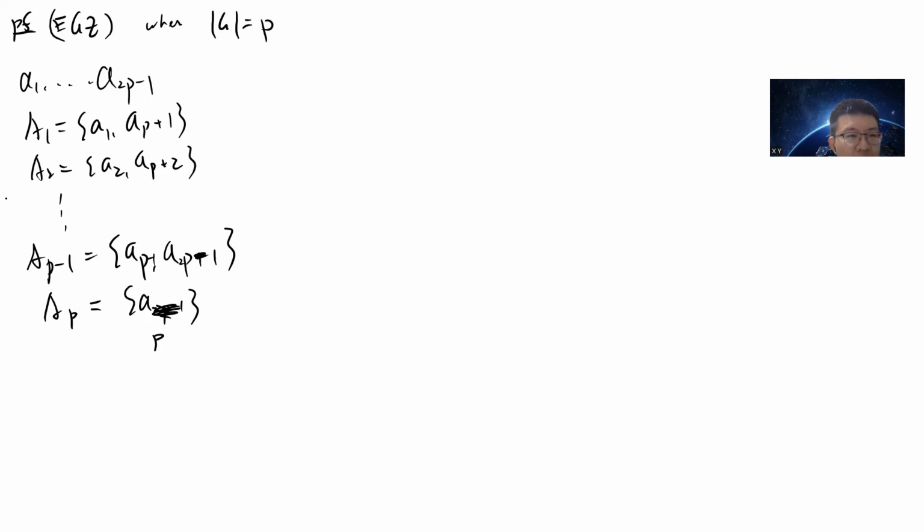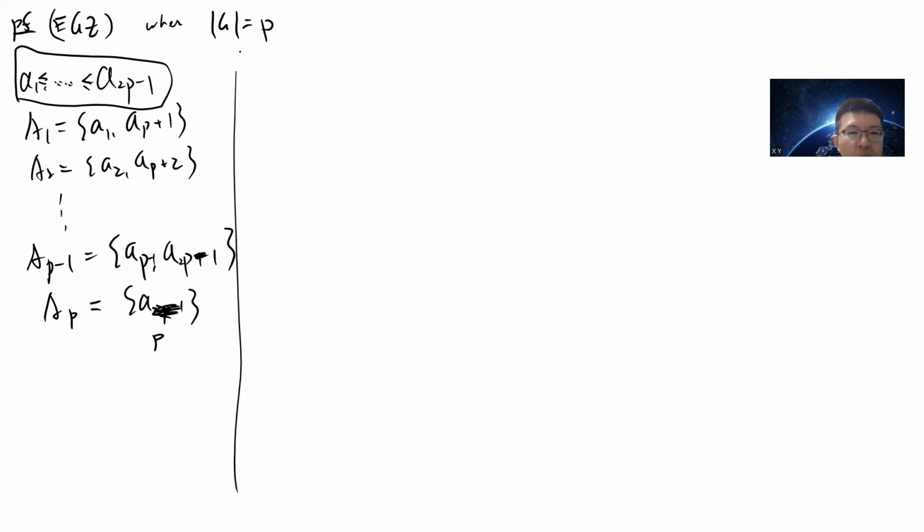Okay, and it's easy to see that it's just some partition. And so you first sort them, right? You first sort it such that A1 ≤ A2 ≤ A3 up to ≤ A_{2P-1}. Okay, so now let's see.